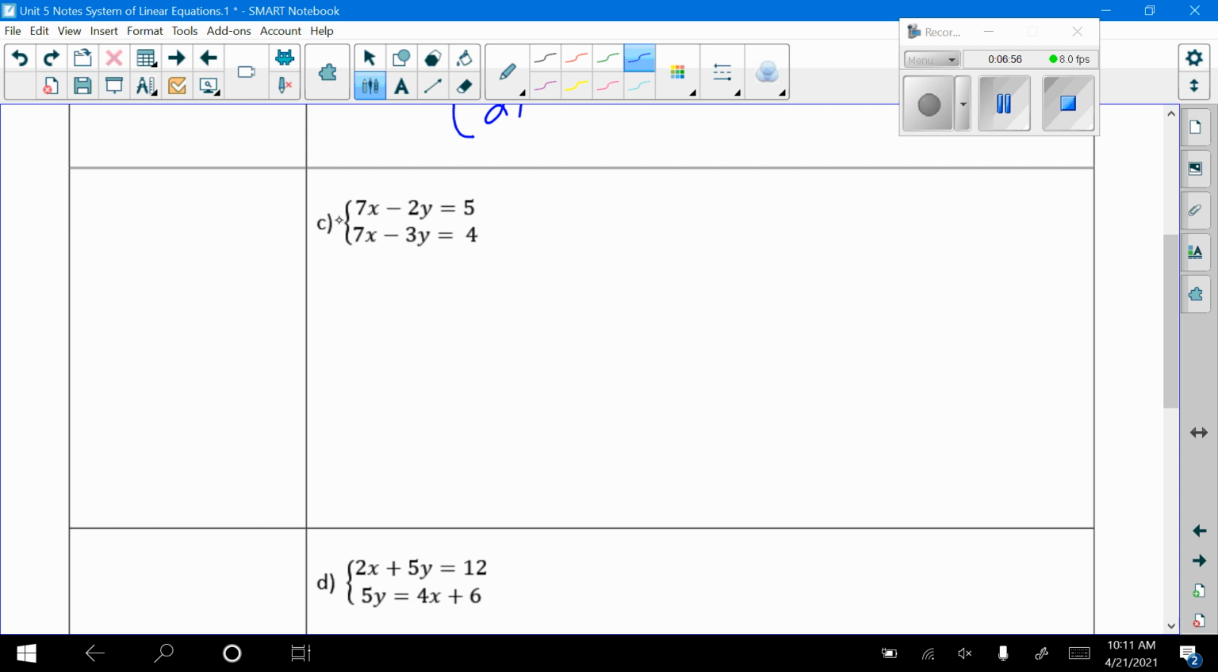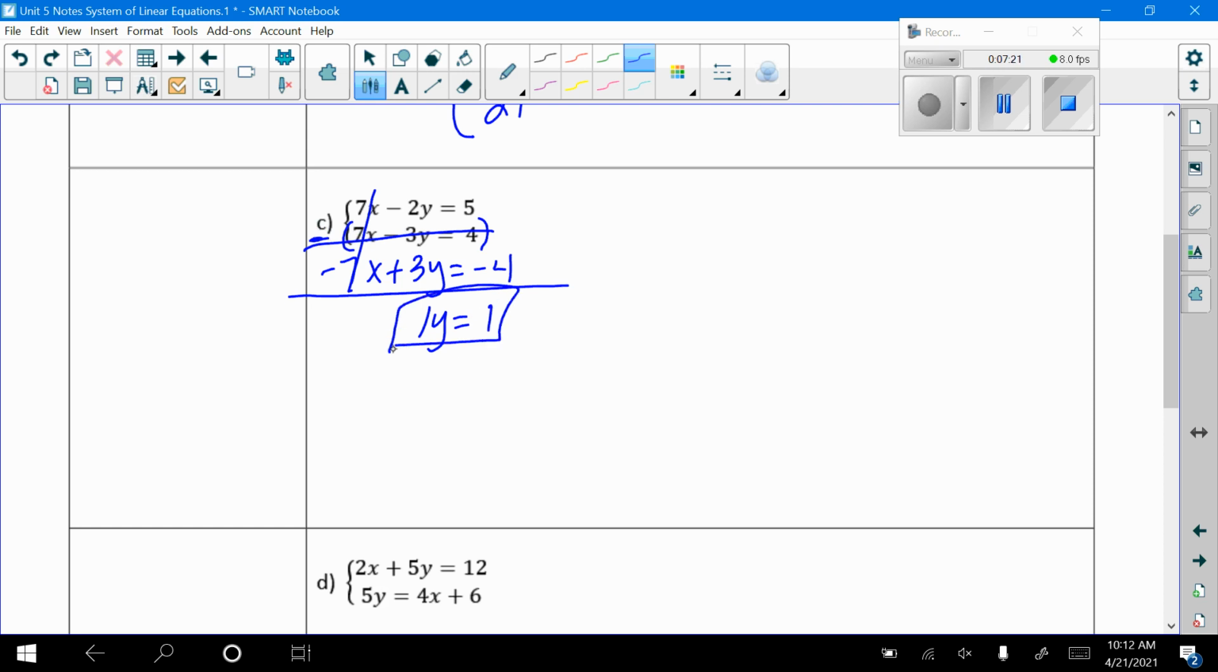All right. On C, actually, I would need to subtract because they're opposites, right? Or they're the exact same. So I'm going to multiply this bottom one by a negative. That's basically my subtraction. And I make it negative 7x plus 3y equals negative 4. And then I'm going to add. They cancel, and I'm left with 1y equals 1.